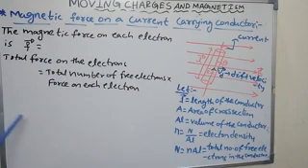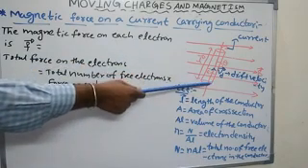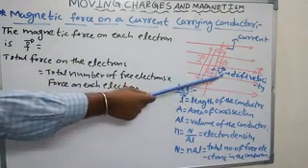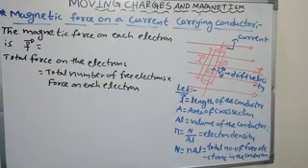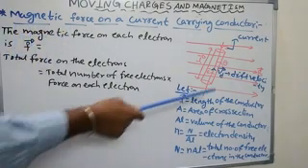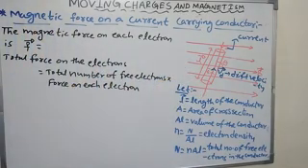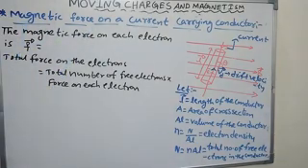Now let us consider L length of the current carrying conductor, which is placed in a uniform magnetic field. It is placed at theta angle with the magnetic field. Not only one electron, there are many electrons in this conductor. Then the magnetic force on each charged particle in a uniform magnetic field is Q into V bar cross B bar.